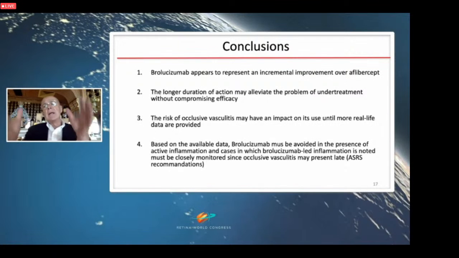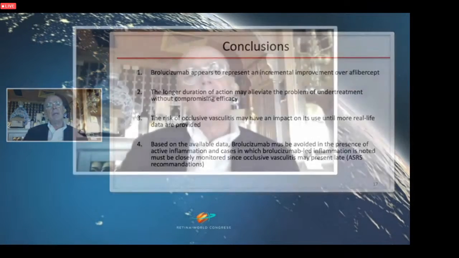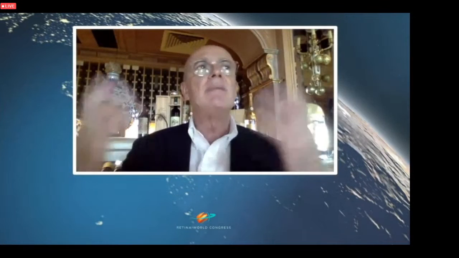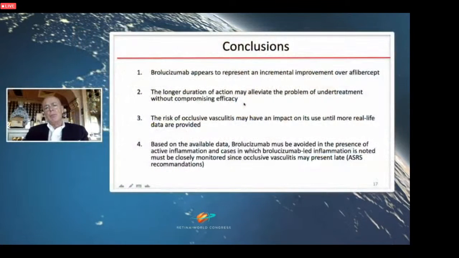So these are my conclusions. I am absolutely convinced that brolucizumab appears to represent an incremental improvement compared with the other anti-VEGF approaches we have today, and specifically with aflibercept, considering that it was the anti-VEGF drug compared with brolucizumab in the two trials. The longer duration of action for sure may alleviate the problem of undertreatment without compromising efficacy.